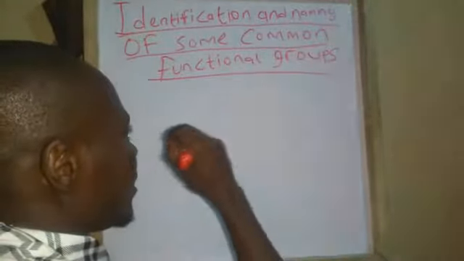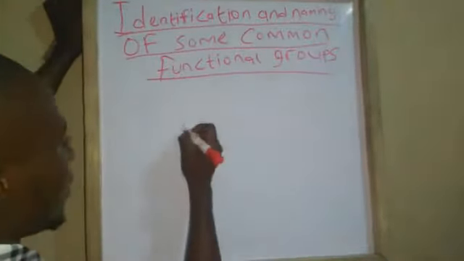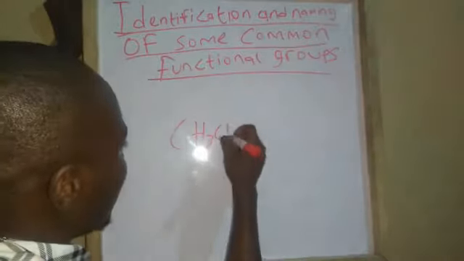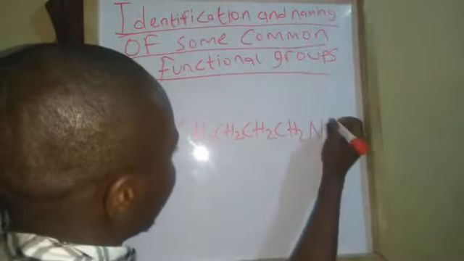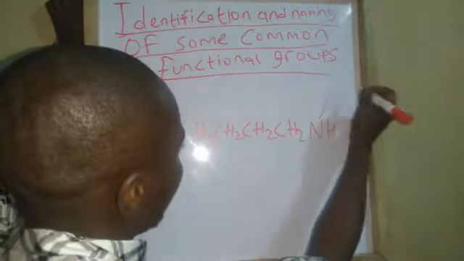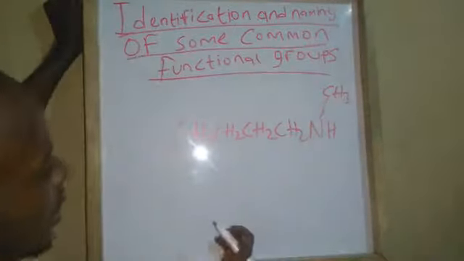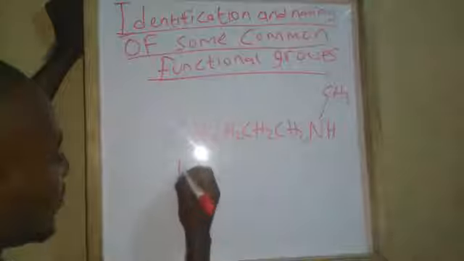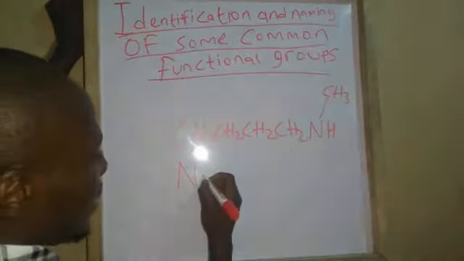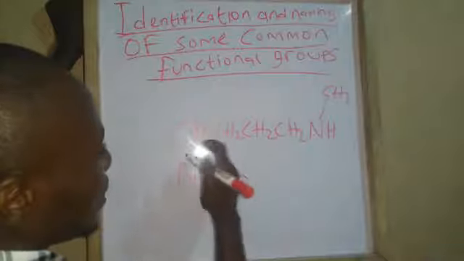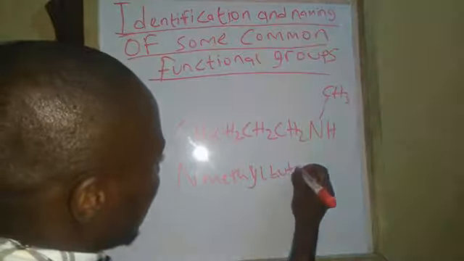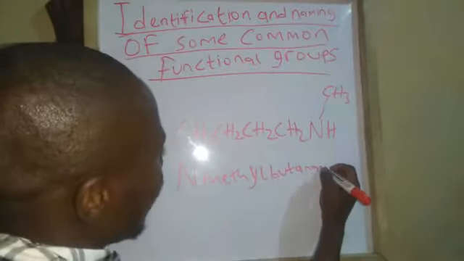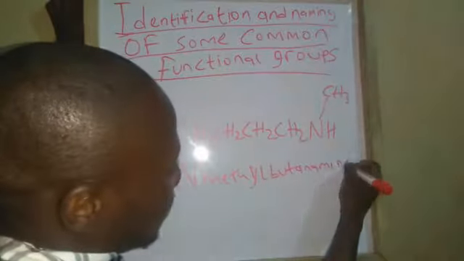There's a situation where the N has been substituted. Let's see here now. CH3 CH2 CH2 CH2, then NH, with a methyl. Are you getting it? Now this will be N-methyl, 1, 2, 3, 4, N-methyl butanamide.